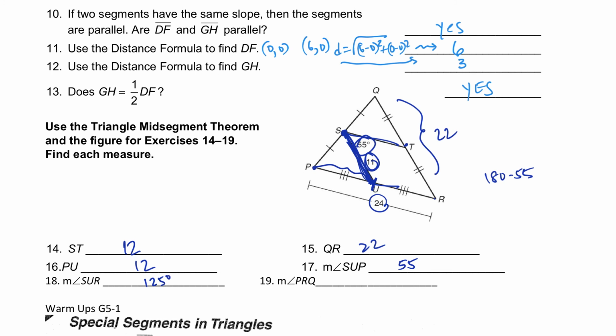And the measure of angle PRQ, P to R to Q, that's right in here, that's also going to end up being 55 degrees. And again, that's because this will be 55, so that'll be 55, corresponding alternate interior this way. Multiple different ways of thinking about it.